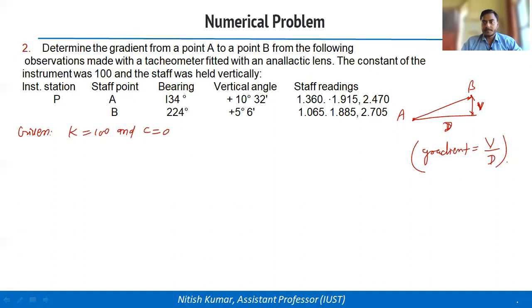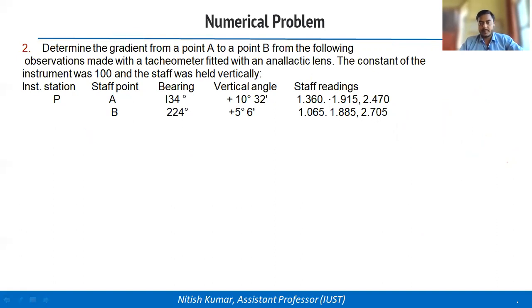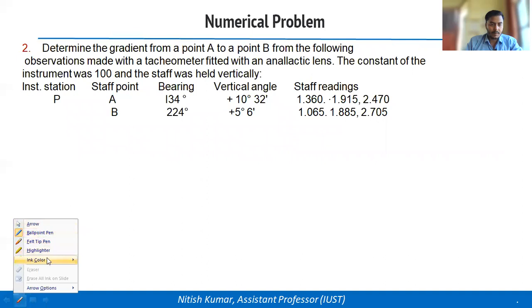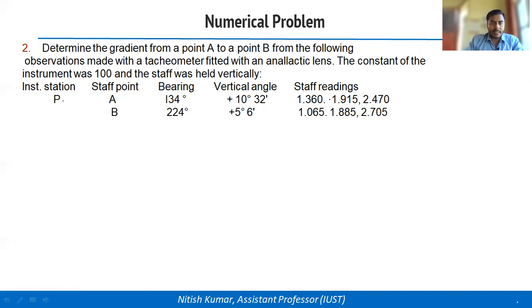Are you getting my point? Okay. Now, see, all data is given. So we can calculate the distance between P to A, and the distance between P to B. Give the names DA and DB.